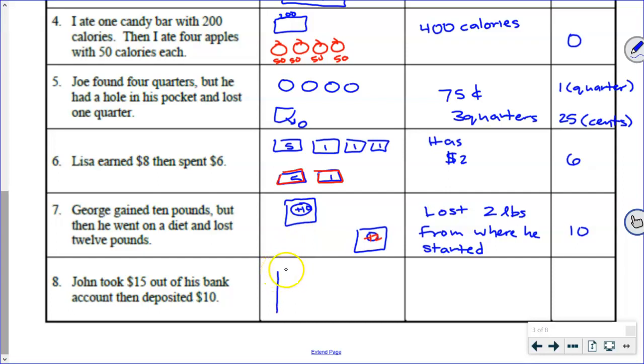John took $15 out of his bank account, then deposited $10. So maybe my picture is going to look like a bank statement, if you guys ever get those in the mail. A bank statement where it shows he took $15 out of his account, but then he deposited $10 to his account. So the net result, what's his account looking like right now after all of that? Minus 5. Thank you, Liv. Minus $5 from where he started. Or negative $5. He owes $5. His account has a negative balance.